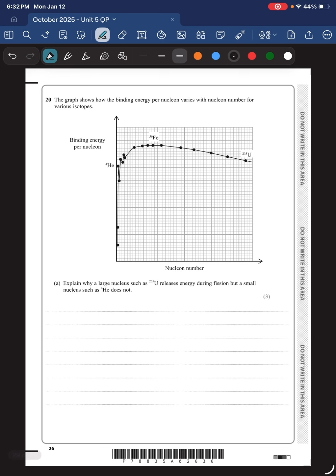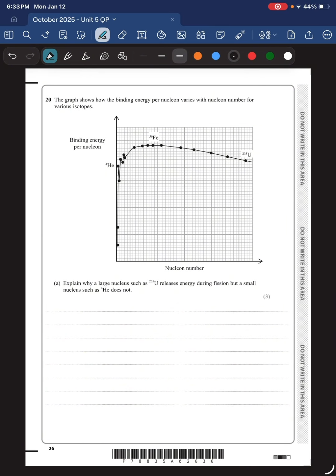Moving on to question 20, I think. Is this the last question? Let me see. I think there are two more questions. So, question 20.